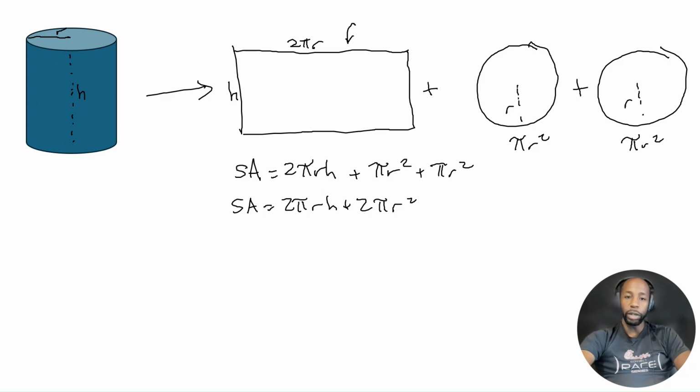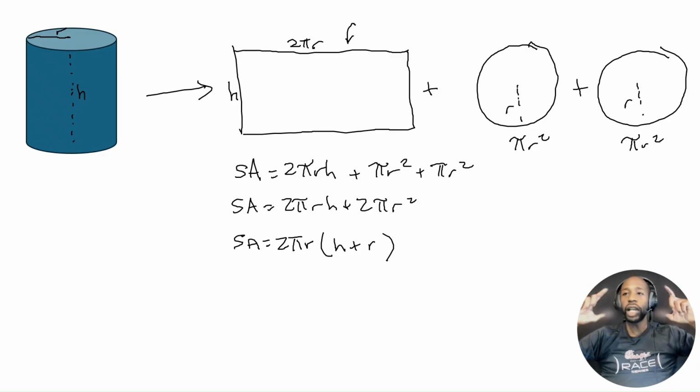If you want to clean it up or make it look a little bit neater, you could say it's 2 pi r times h plus r. So there you go. If you can visualize, you can say, oh, yeah, this is all this is. Just kind of break it up into its constituent parts.